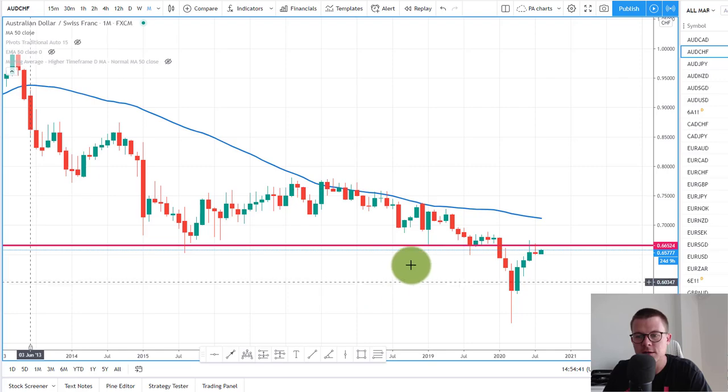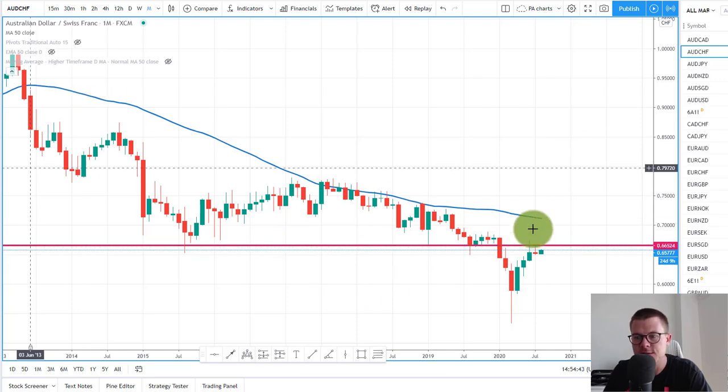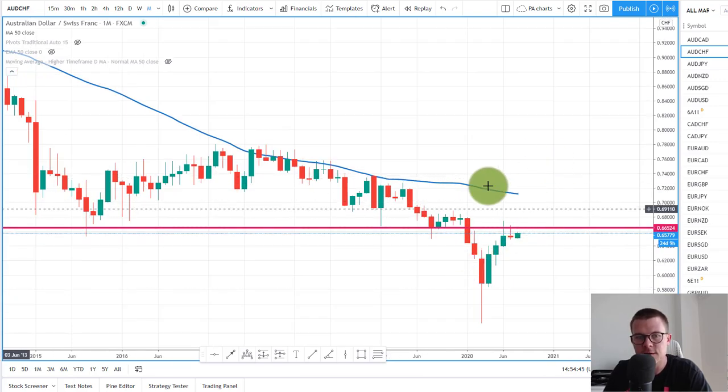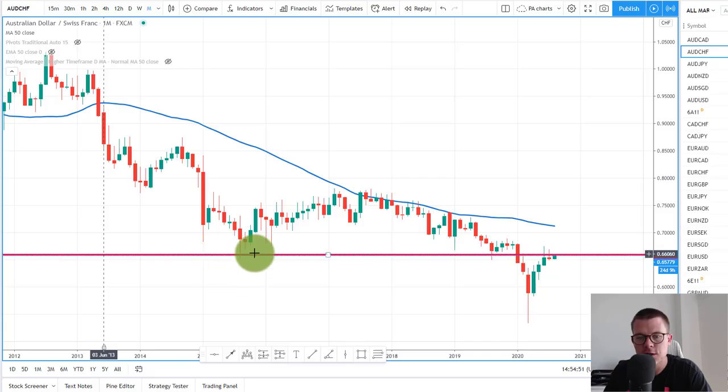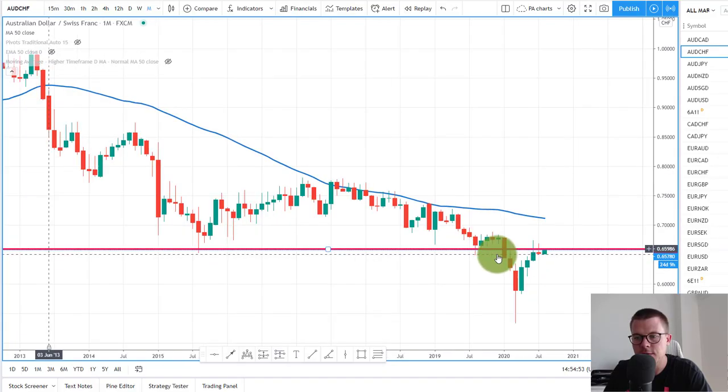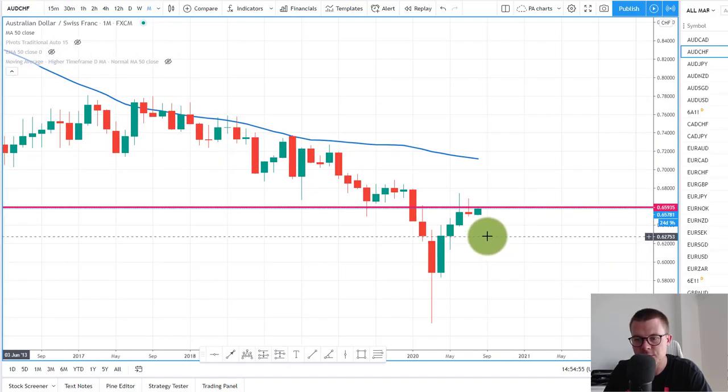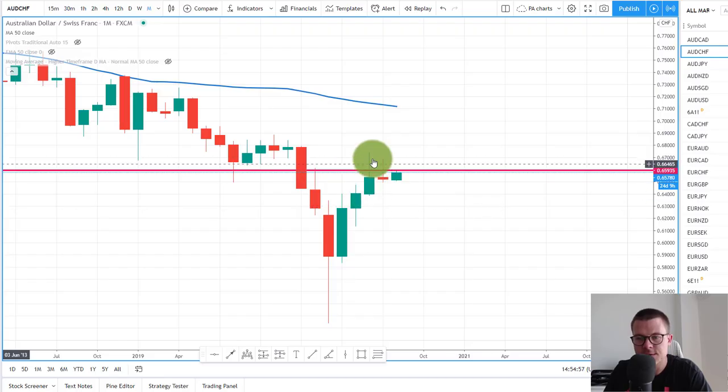I look for support and resistance levels. So the Aussie Swiss, you can see it's under the moving average. You can see it's right at a previous, seems to be an important support area here and here. And now it seems like it's turning, at least in the past, it has acted as some type of resistance here 2 months ago. Last month, very small candle, so an inside candle, which means that the market is currently undecided.